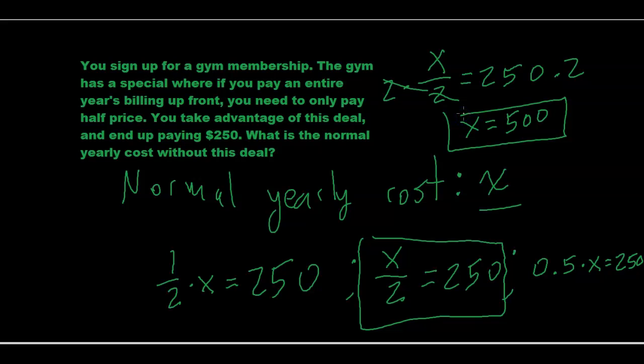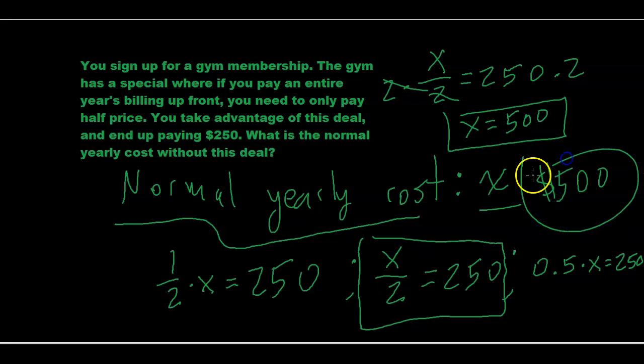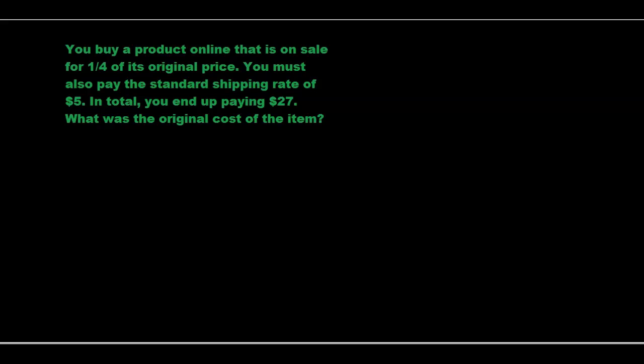What does x mean? That's the variable to which we assigned the normal yearly cost. So we know the normal yearly cost of the gym is $500. All right, now let's look at just a slightly more difficult example.